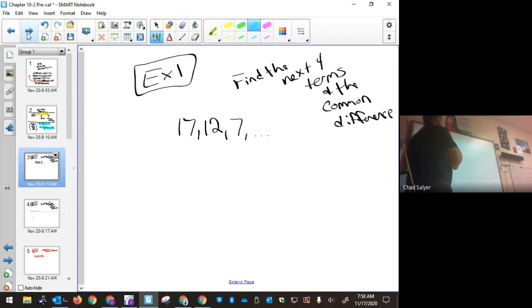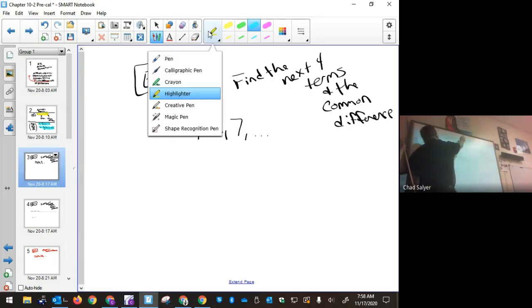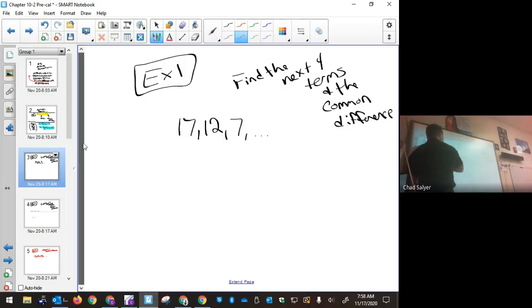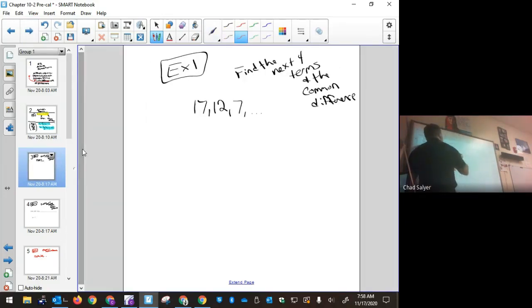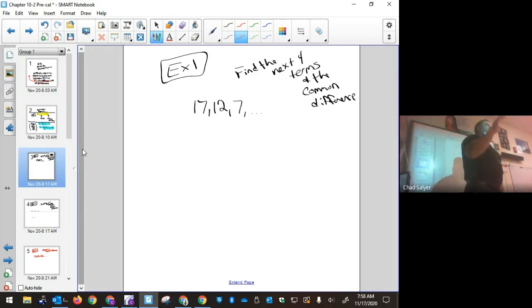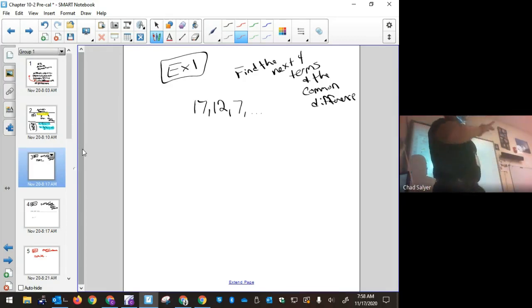Okay, so let's find the next 4 terms and the common difference. You're going to have a lot of homework problems like this, so make sure you are squared away on this. These are all arithmetic. In other words, you don't have to worry about me trying to trick you with some other type of sequence. All the ones in this section will be arithmetic.